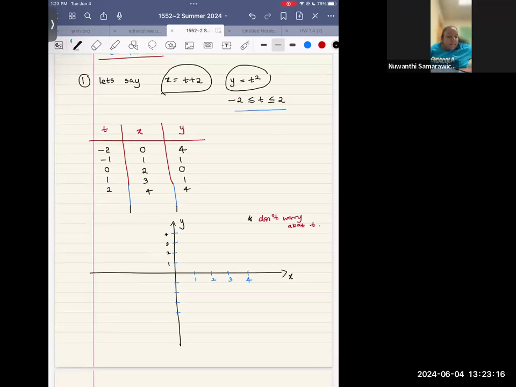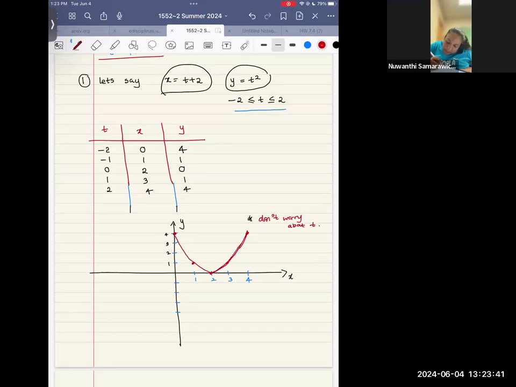So yes, let's draw the graph. (-2, 4), (-1, 1), (0, 0) is here, (1, 1) is here, (2, 4) is here. Okay. So if we draw the graph, it will look like a parabola.